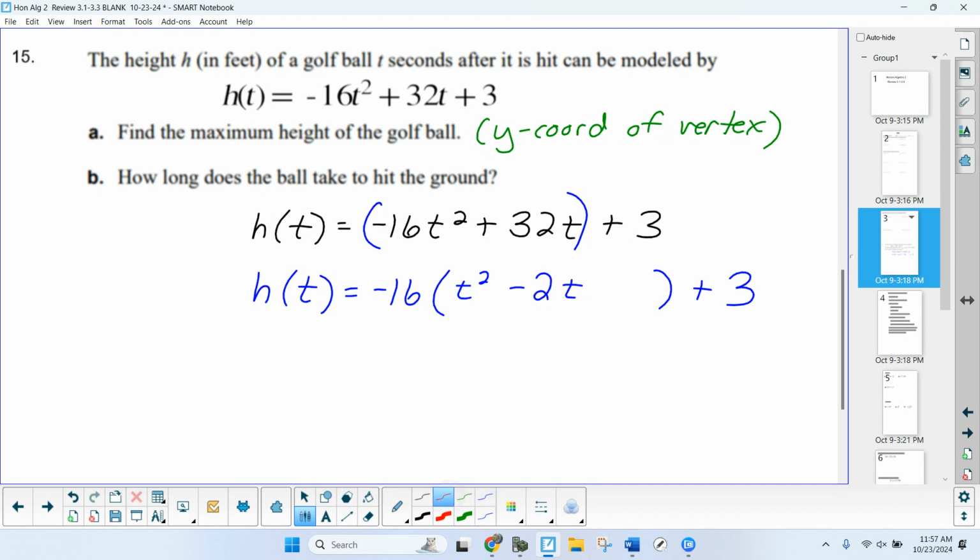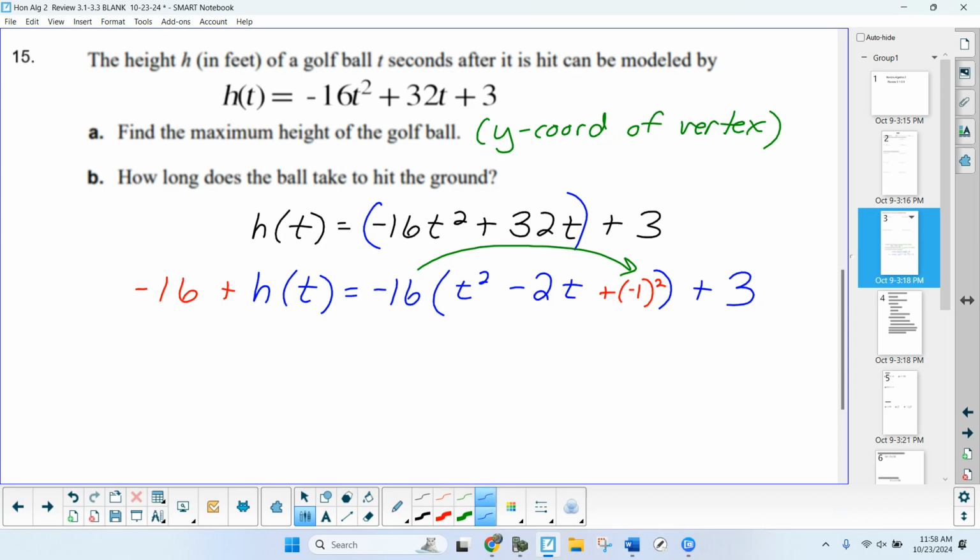Now we can complete the square. We're going to take half of what number? Negative 2. What's half of negative 2? Negative 1. And we're going to add negative 1 squared. Well, what's negative 1 squared? 1. Times what? Negative 16. What's 1 times negative 16? Negative 16. Well, if you added negative 16 over here, you have to add negative 16 over there.